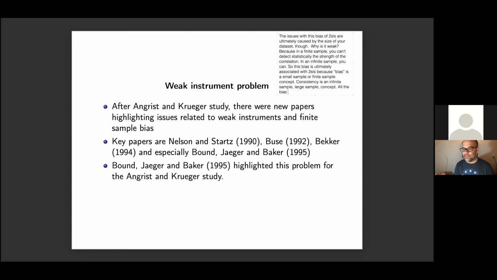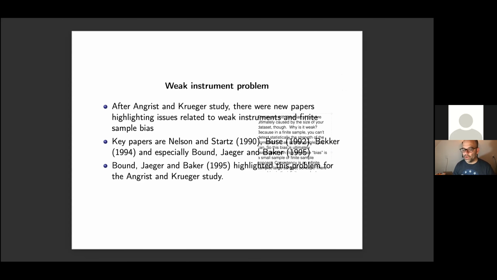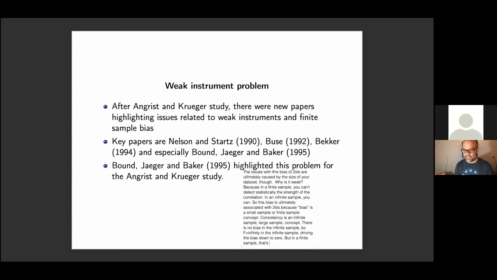There is no bias in the infinite sample because F equals infinity in the infinite sample, driving the bias down to 0, right? But in a finite sample, that's not the case.